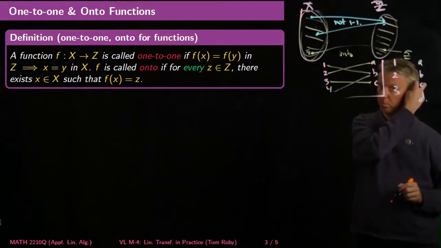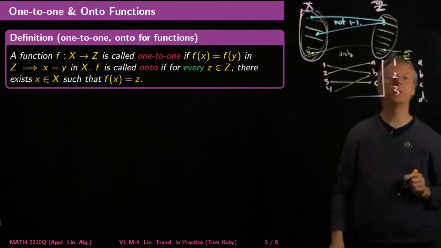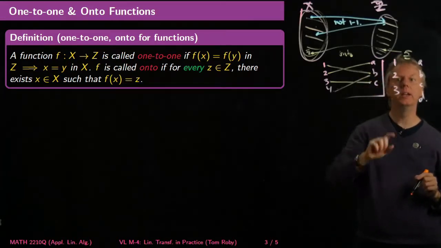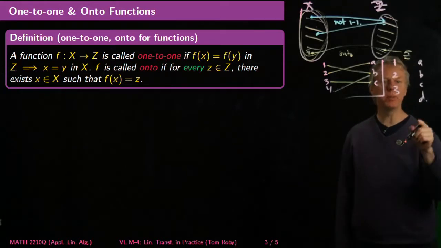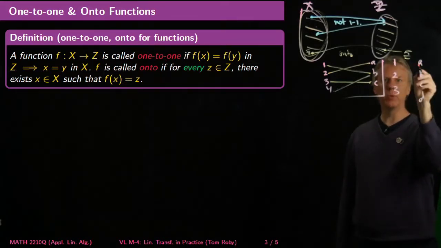Well, it could be one-to-one, right? I could just send 1 to A, 2 to B, 3 to C. That would be one-to-one, as long as I send them all to different things. It doesn't have to be. I could send them all to A. But it can't possibly be onto, right? Because I can't send one to more than one thing.